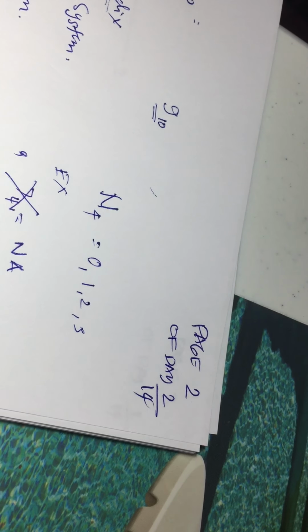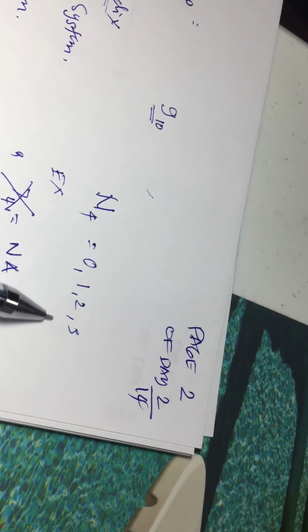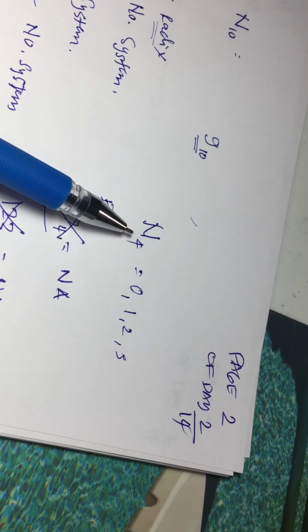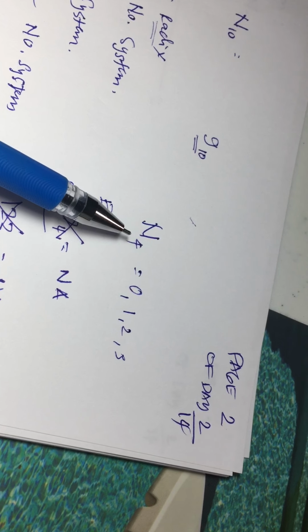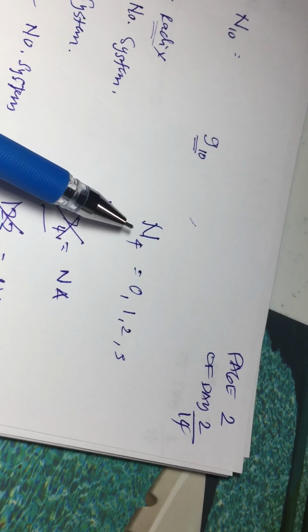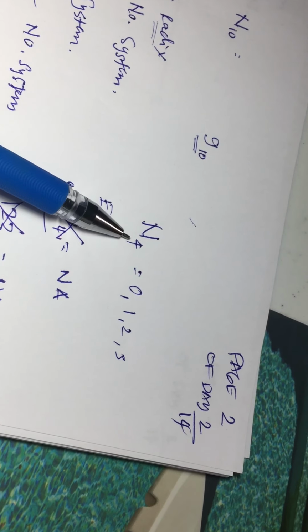Now, you can have your own language. Why not? You can have your own microprocessor with, let's say, a number system with base 4. So it has only 0, 1, 2, 3.